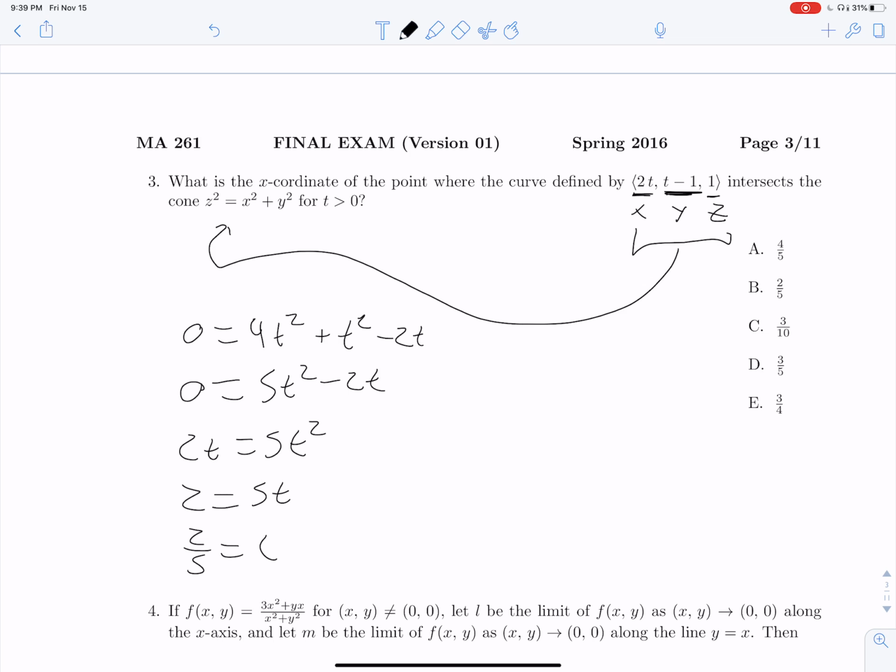And you might be a little hasty and just go and choose B, because it seems like we've come to a pretty clear answer, but they're asking for the x-coordinate of the point where this intersection occurs. And since we know that t is equal to 2/5, we can just plug t into 2t, which we know to be our x value, and we get 4/5, which is our answer.